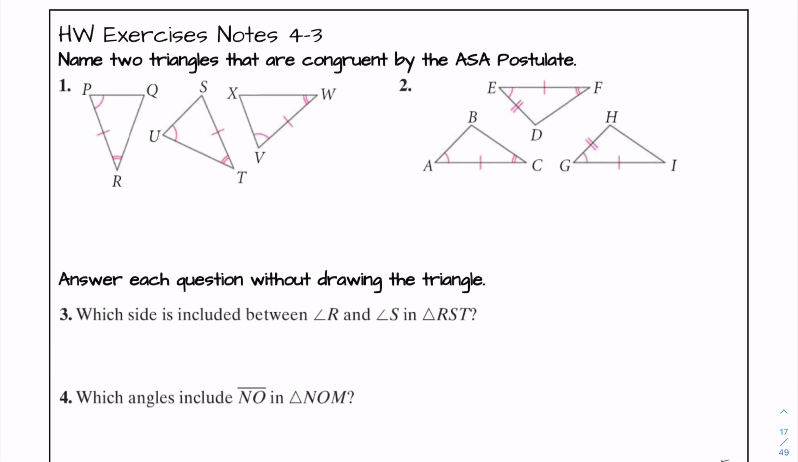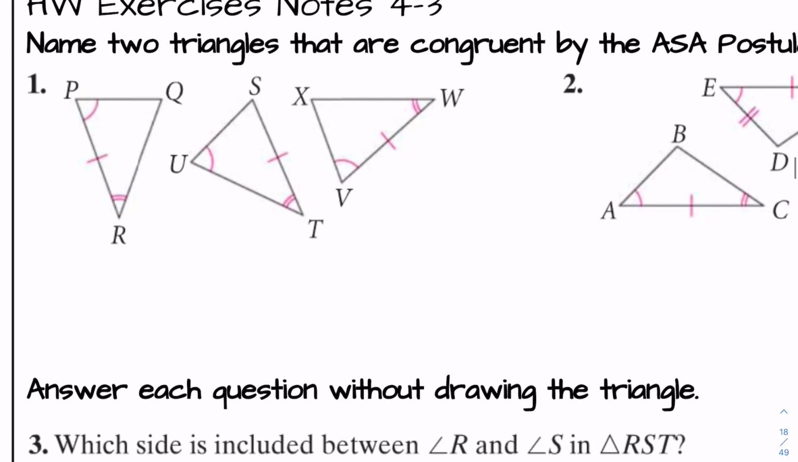Alrighty. So this is a homework for exercise notes 4.3. Well, this is still part of our lesson. I'm just going to do this one quickly. So name two triangles that are congruent by ASA. So let's take a look.